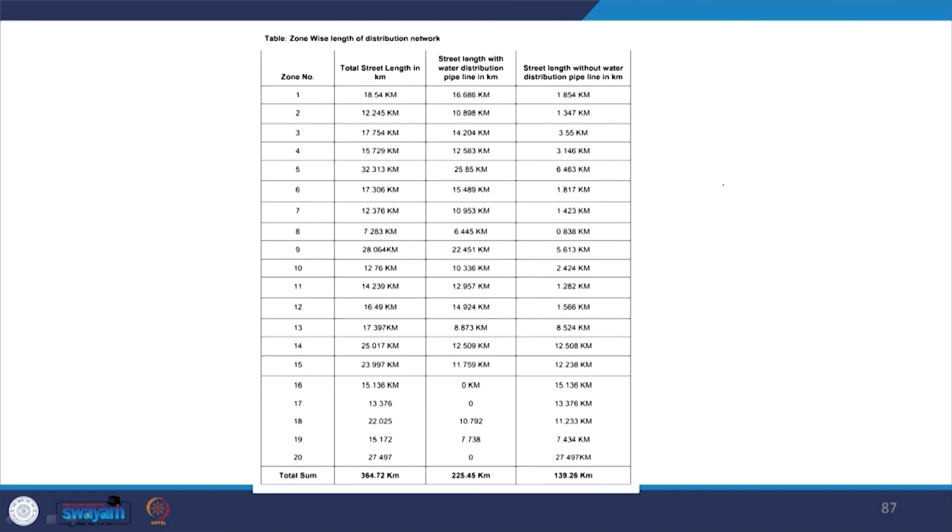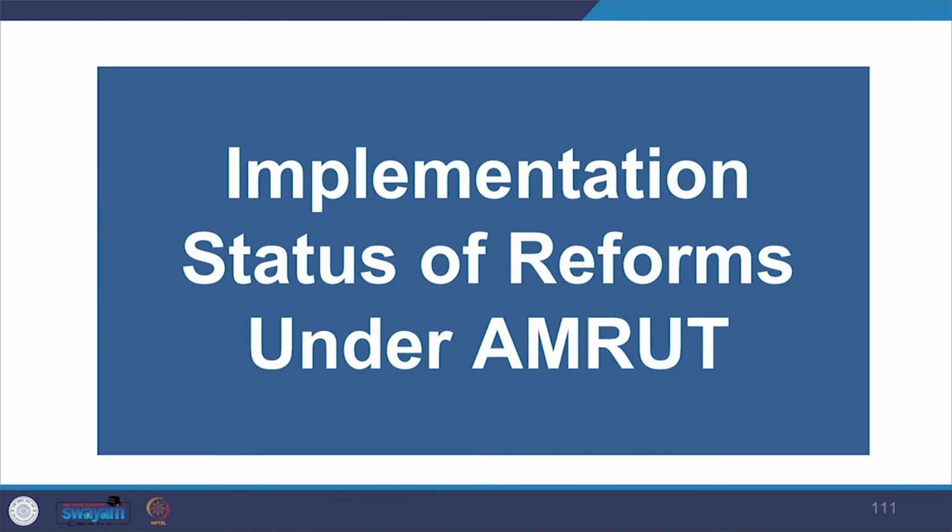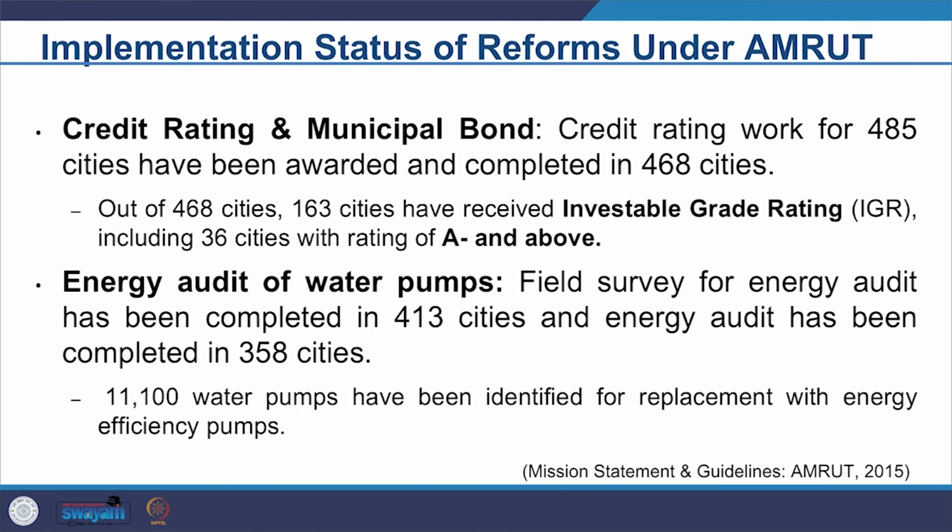And how they have worked out the need of their area. So, we see how all these cities and states and center are working together to make these things happen. While concluding, we see the implementation status of the reforms under AMRUT. In many of the cities, credit rating and municipal bond credit rating work has been done for 485 cities. It has been awarded and completed in 468 cities. Out of 468 cities, 163 cities have received investable grade rating, IGR, including 36 cities with the rating of A minus and above.